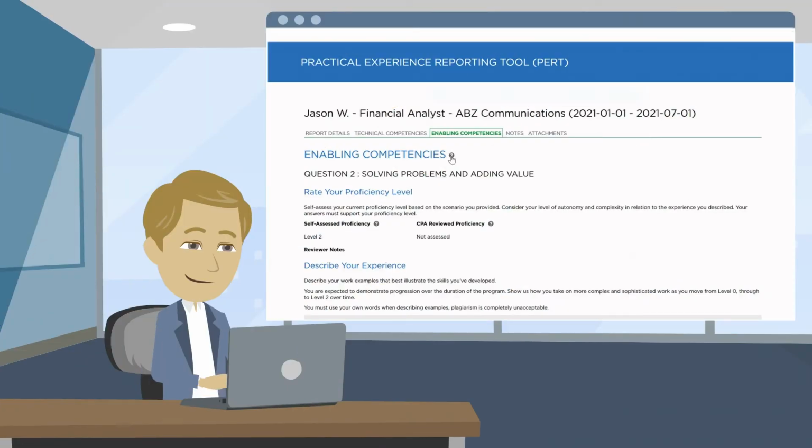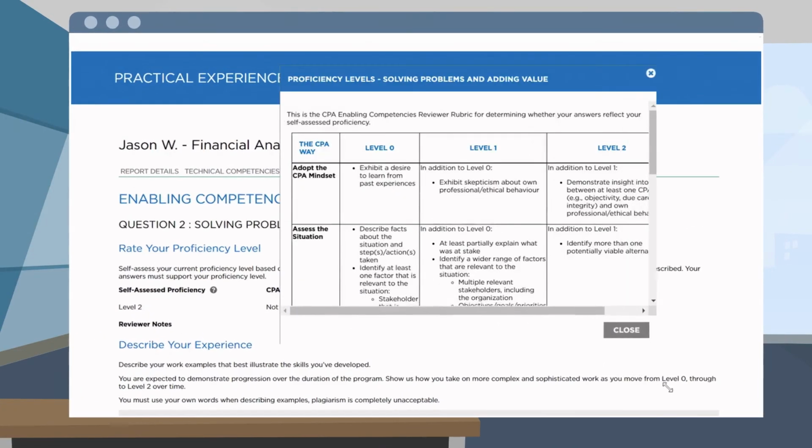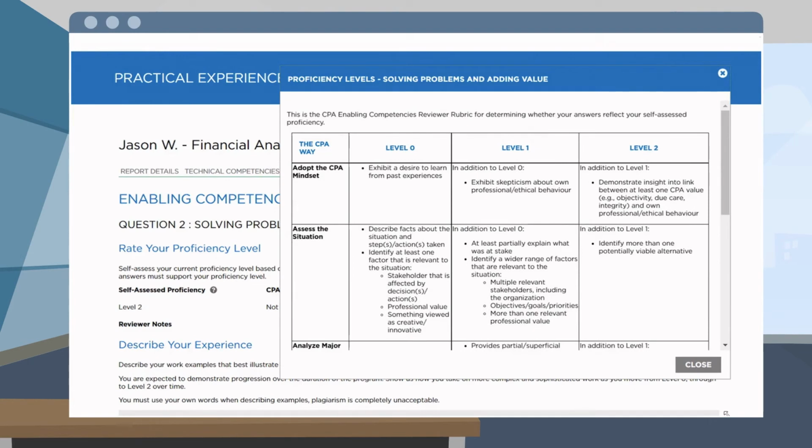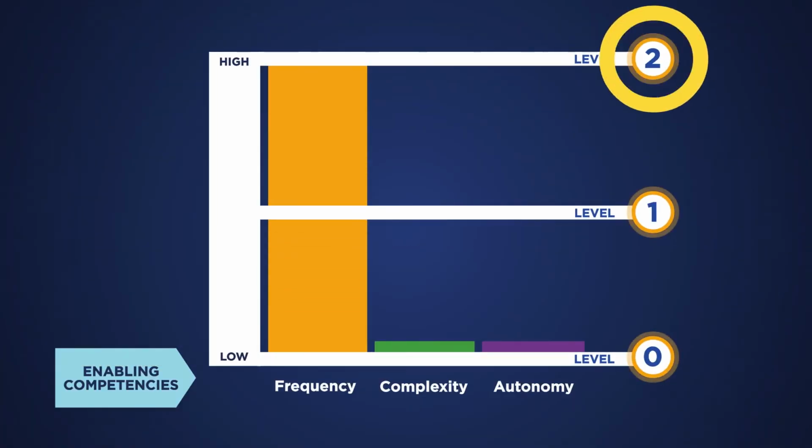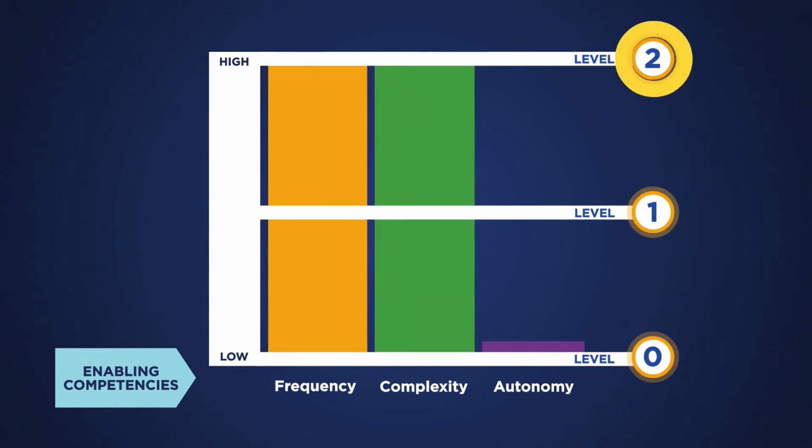Jason checks his answers against the rubric and sees that he's demonstrating at a Level 2. He considers the following. Frequency is high, as Jason has reported exposure to this enabling competency multiple times throughout his experience reporting. Complexity is high, because the solution was not straightforward.